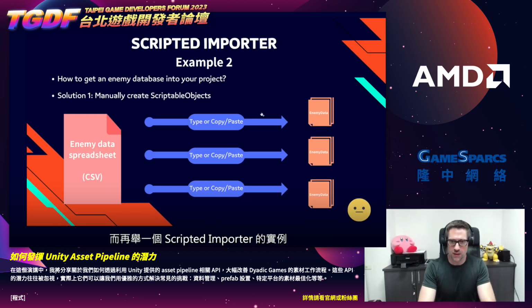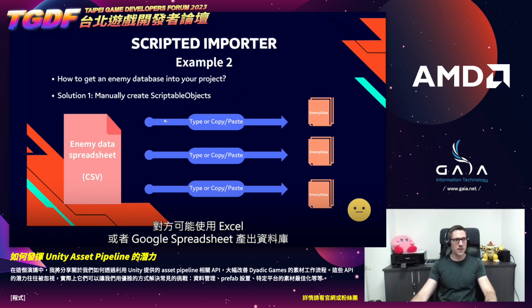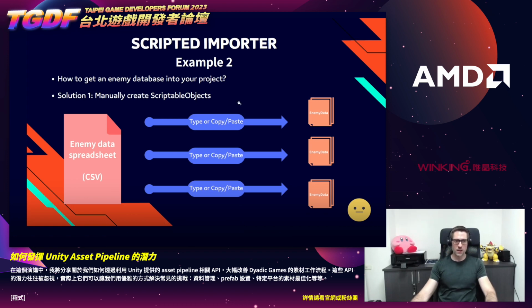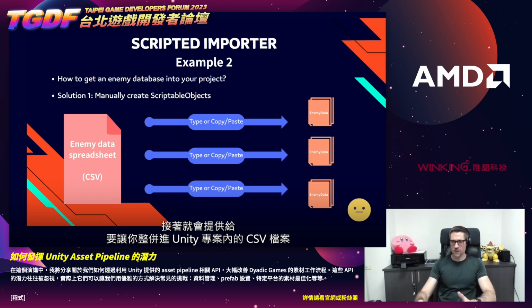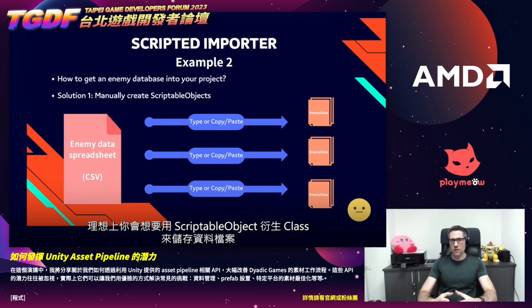Now, another example for scripted importers I want to show you is how you can create databases that were produced with external programs and be converted into native Unity objects. Suppose you're working with a game designer and the game designer is producing the databases maybe in Excel or Google Spreadsheets. And what they provide to you is a CSV file that you want to get integrated into your Unity project. Ideally, when you have a data file, you want to use a scriptable object derivative.